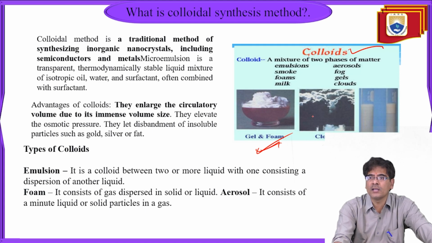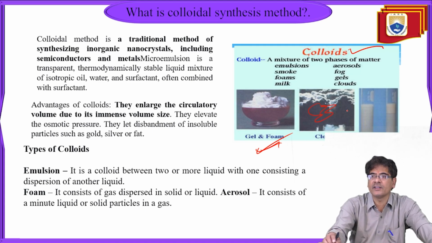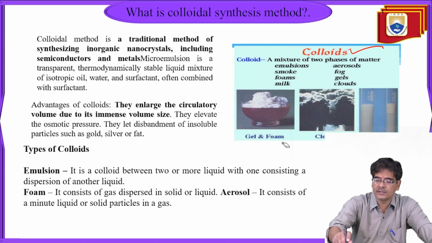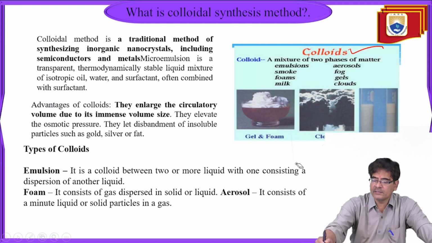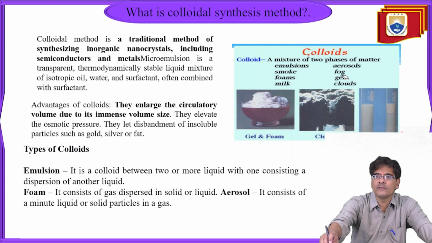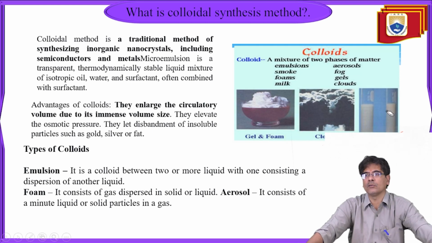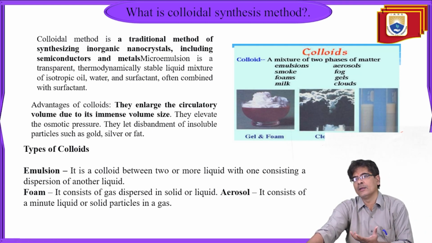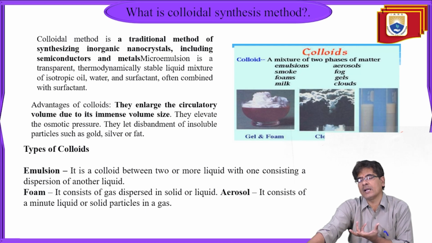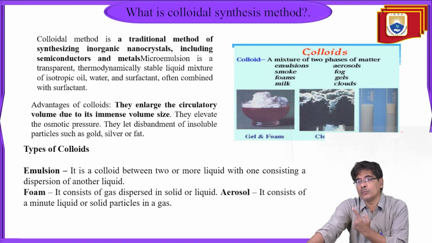We can see the cloud. We can see certain cloud-like features, right? And the other is the milk form. Milk means milk and cloud. So a mixture of two phases of matter forms colloids, right? That's why we call it emulsion. It is a colloid between two or more liquids, with one consisting of a dispersion of another liquid.